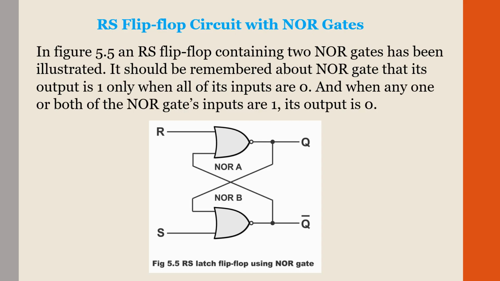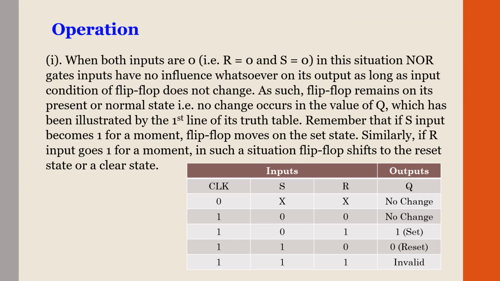RS flip-flop circuit with NOR gates. In figure 5.5, an RS flip-flop containing two NOR gates has been illustrated. It should be remembered about a NOR gate that its output is 1 only when all of its inputs are 0, and when any one or both of the inputs are 1, its output is 0.